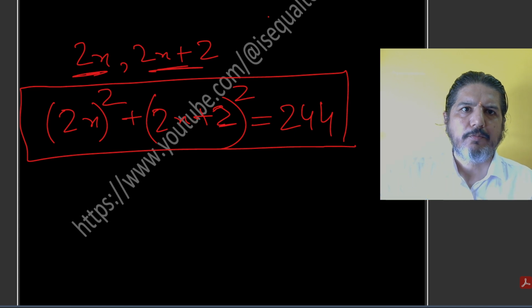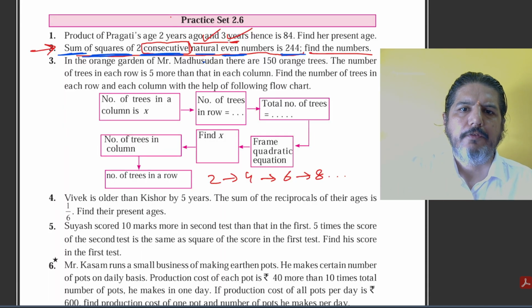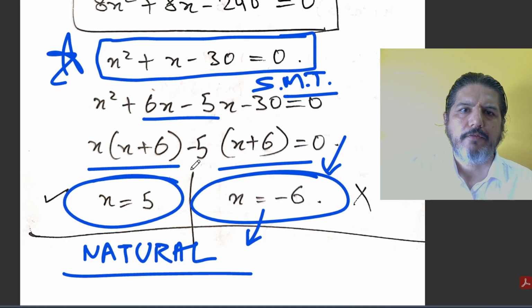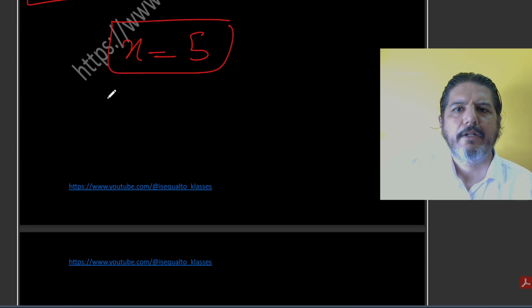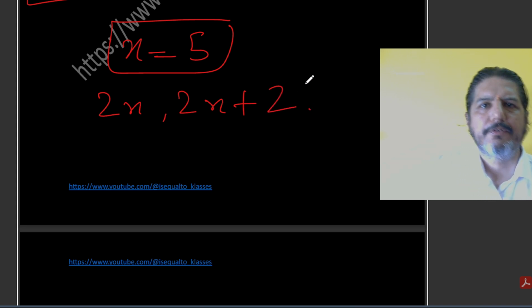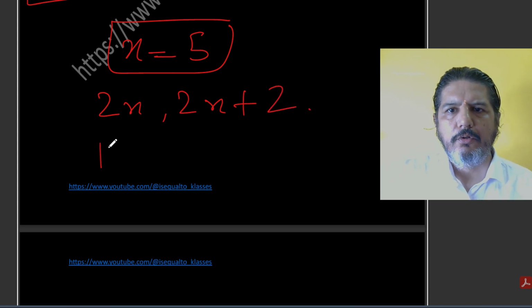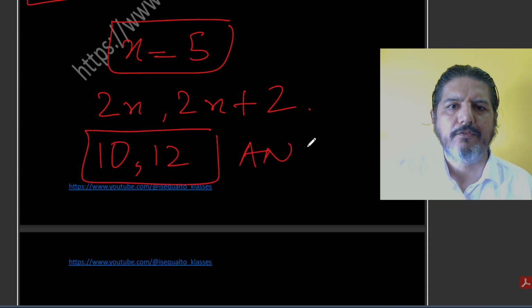And now we come to this point. I think we were talking somewhere here. Now see, your x is 5. Your x is 5. But this is not the final answer. Because the numbers that you had assumed were 2x and 2x plus 2. These were the consecutive even numbers that you had assumed. So your final answer would be 10 and 12. This would be your final answer.